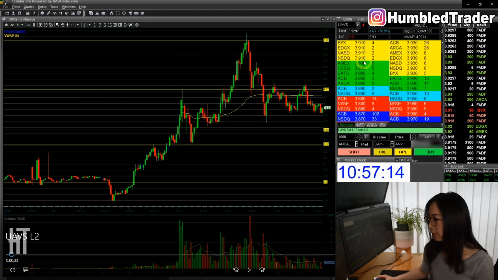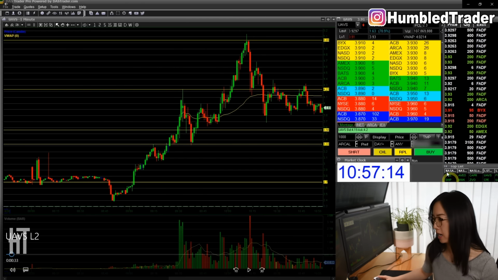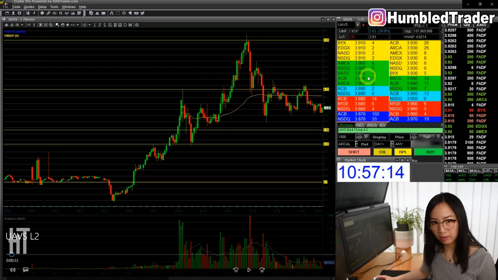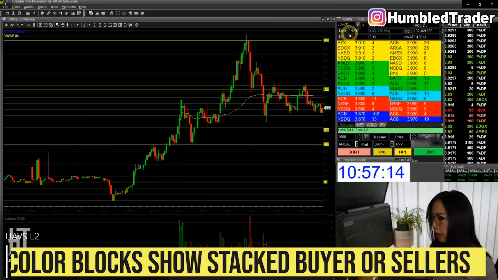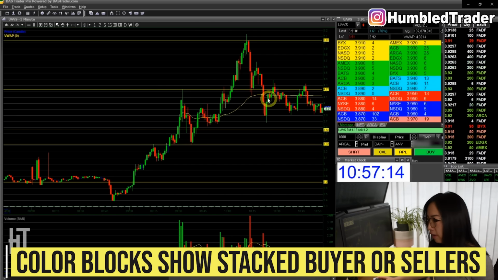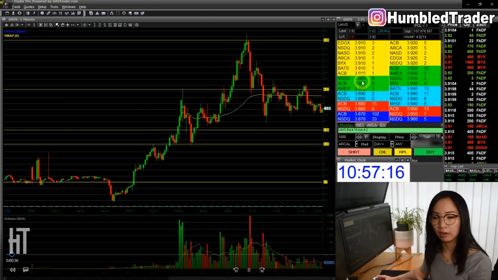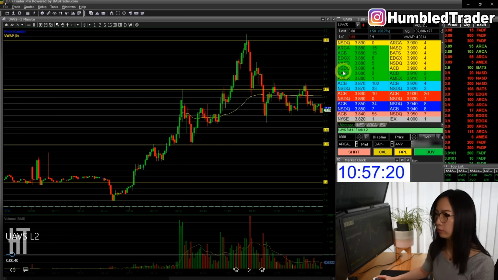And as for the colors, right, you see these really pretty colors, the yellow, the green, the blue. They don't have any meanings, right? But they are actually really useful when you want to see if the buyers or the sellers are stacked. And it helps a lot to group them together when you're trying to read it on the fly, like really fast, like in real time. And we'll talk more about that later on, so don't worry.